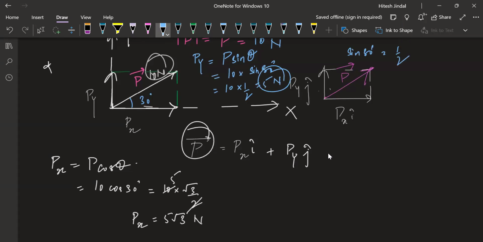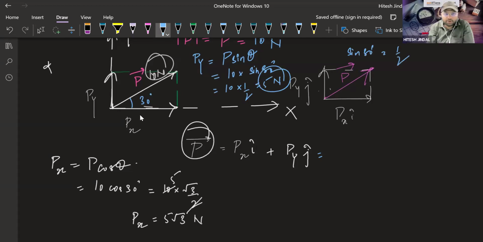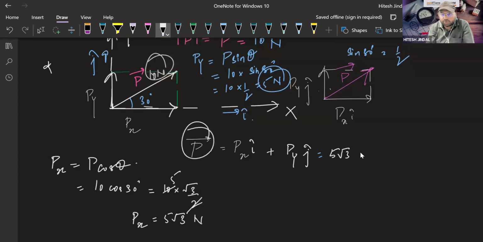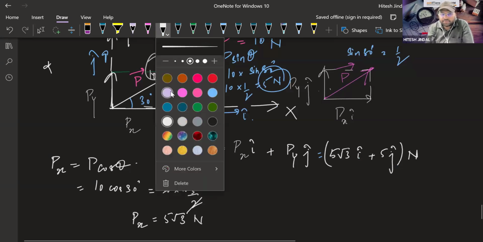So how can I write vector P? Vector P, I can write as Px i cap, because this is in the positive x direction. This direction is i cap, and this direction is j cap. So Px is 5 root 3, so 5 root 3 i cap plus 5 j cap Newton. I can just put Newton, because this is the unit of this. Getting this?